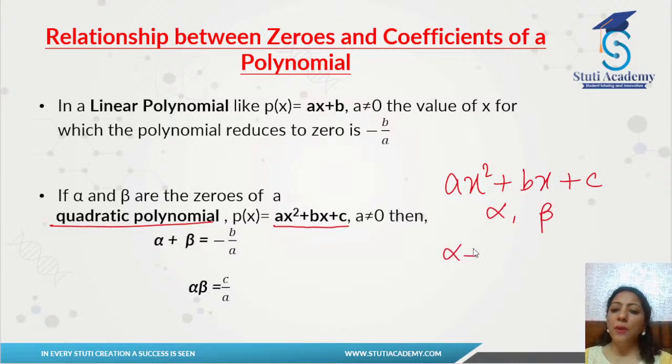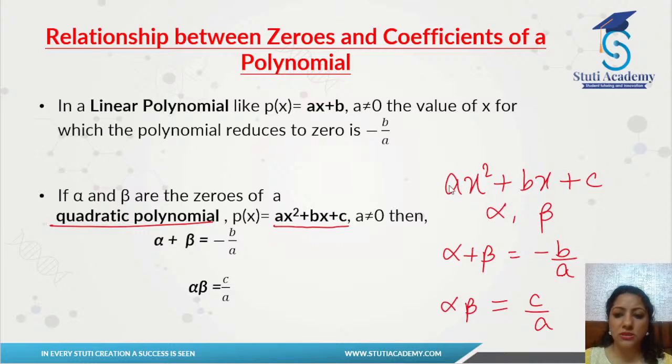Now, alpha plus beta, that means the sum of the zeros, is the same as minus b upon a. That is minus the coefficient of x upon the coefficient of x square. So that's the relationship between the sum of the zeros and the coefficients of the polynomial. In the same way, if I take alpha beta, that means I'm multiplying these two zeros, the product will be the same as c upon a. So I'm talking about this c, the constant term, upon the coefficient of x square.